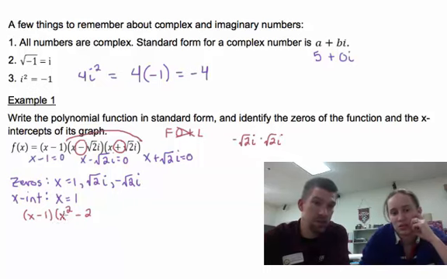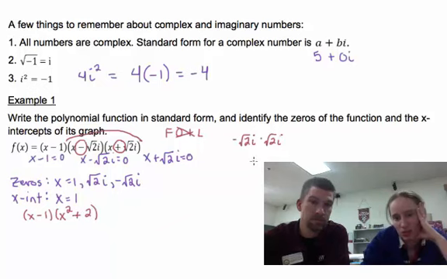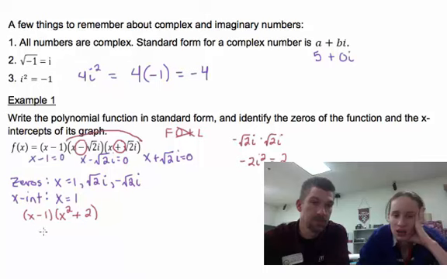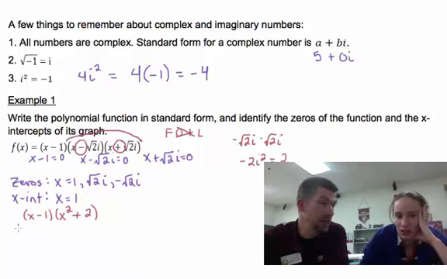Okay, so what happened over here was we got negative 2i squared, and then we changed it: negative 2 times negative 1, positive 2. Now we can FOIL this out, and it's not so bad.